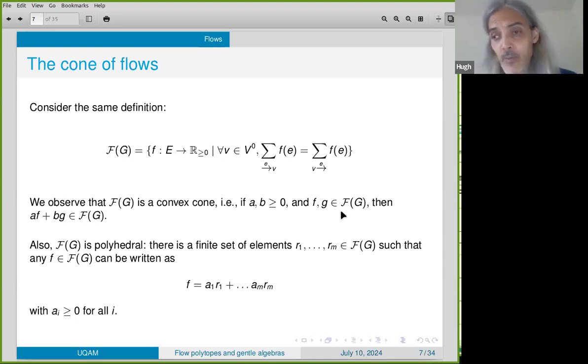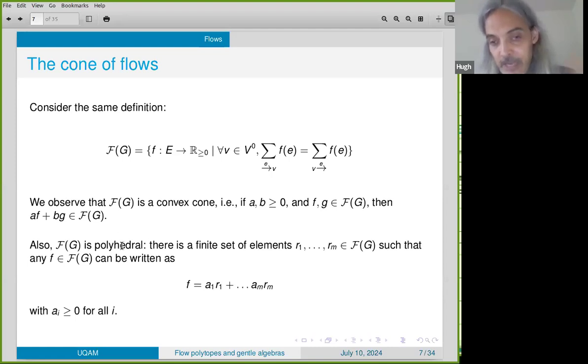Now, the reason it has to be non-negative is that we insist that we're flowing water or something along these pipes. We don't want a negative flow. We're not allowing negative numbers and flowing backwards and all that stuff. That's not part of the story. So we want to take non-negative linear combinations, and that will still be a flow.